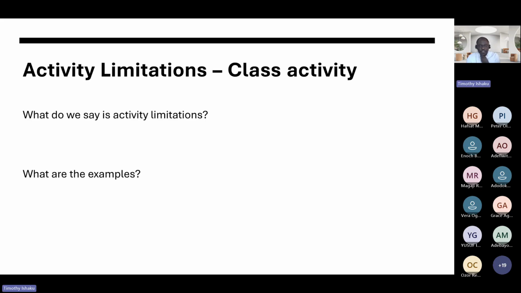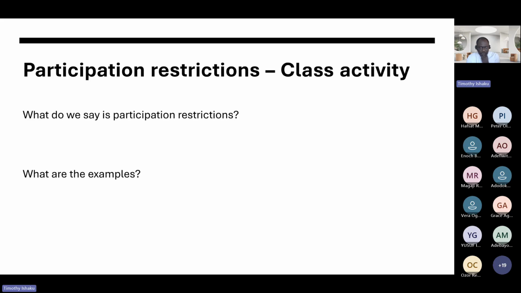So post-immobilization, difficulty in grooming. Yes. Inability to run. So thank you. And I think Oladele has already started the conversation. So the question is the participation restriction.